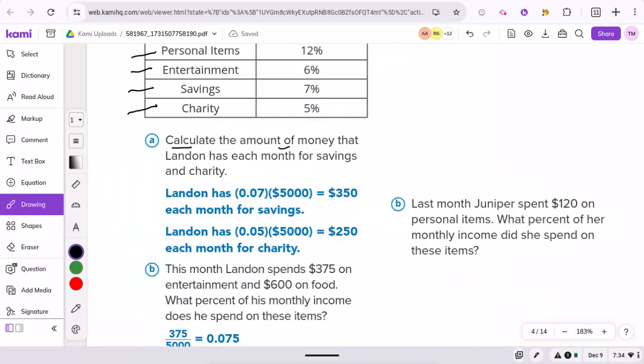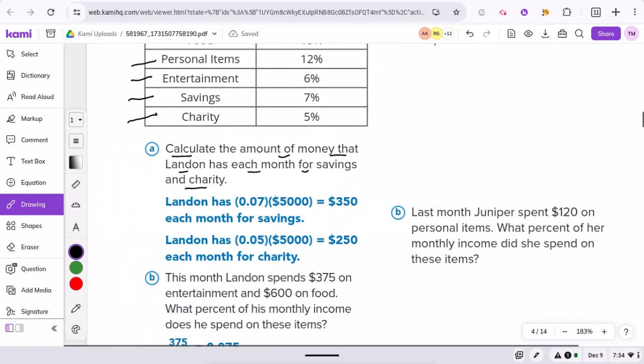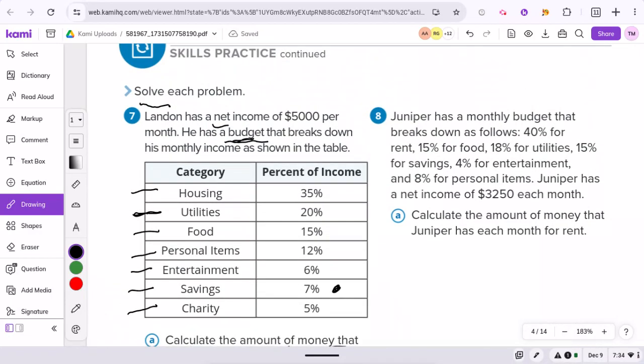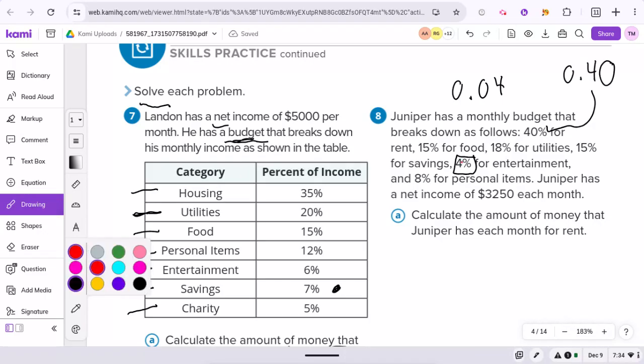It says calculate the amount of money that Landon has each month for savings and charity. So if you go to 7% here, you would just need to multiply by 0.07. Remember, it's not going to be 0.7; that would be 70%. It must be 0.07. When you get questions like this on number 8, with something like 4%, that would be 0.04. Numbers like 40% would be 0.40, and you can add a zero after to help you remember. This one would be the 4%, and this one would be the 40.